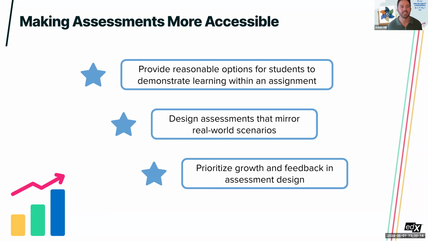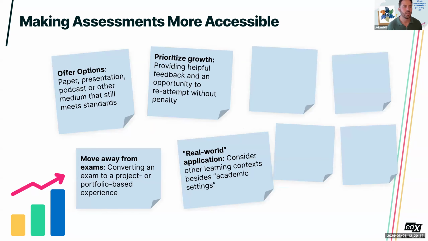So some examples of this on the next slide are things like when you offer options, consider maybe a way to have a paper, a presentation, podcast, or other medium that still meets the standards for your assessment. Moving away from exams if you can, maybe converting an exam to a project or portfolio-based experience. Really prioritizing growth, thinking about ways you can prioritize feedback in your assessment process and an opportunity to reattempt something without a penalty.